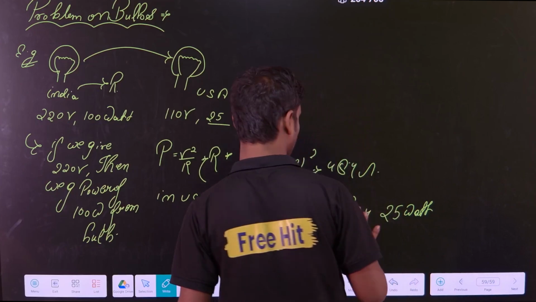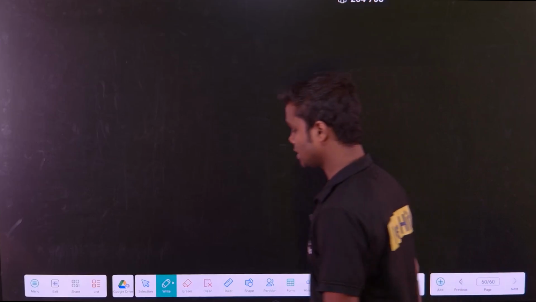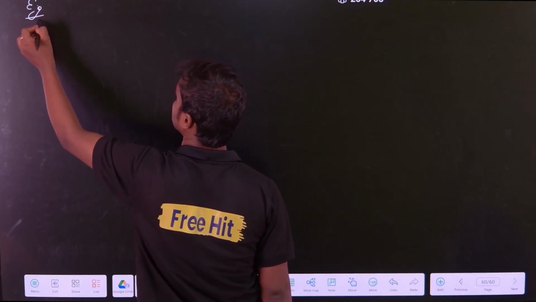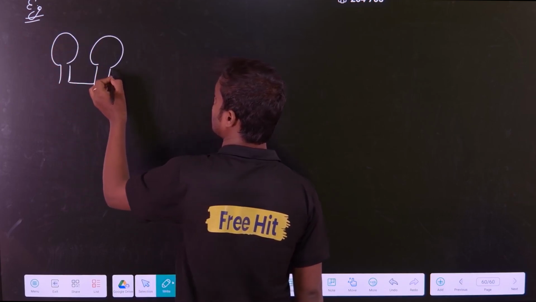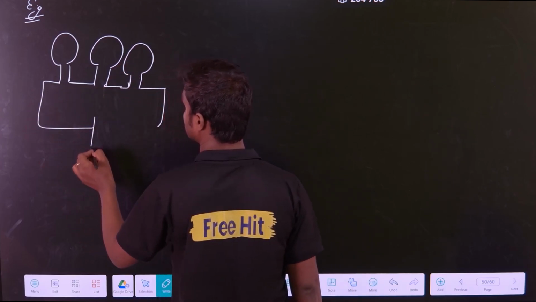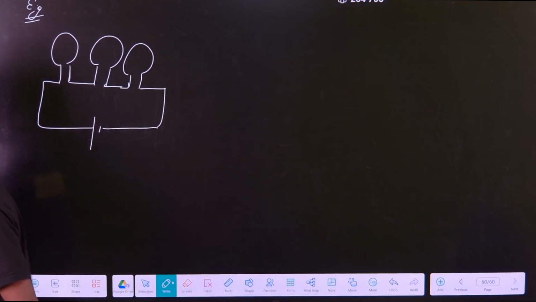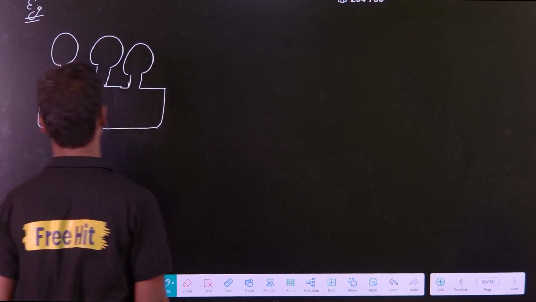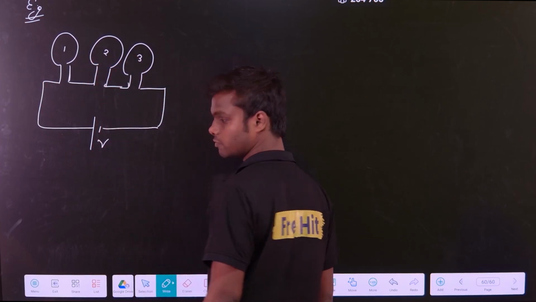Now let us see what exactly is the question they are asking. What exactly will they ask? Now let us discuss. First case, suppose I have 3 bulbs. I connected them in series. Let me take some data so that it will be easy for you. This is bulb number 1, this is 2, this is 3. Let us connect it with a voltage V, correct?